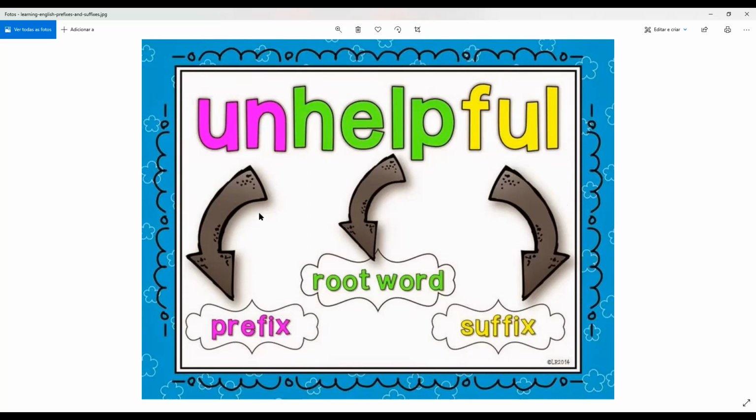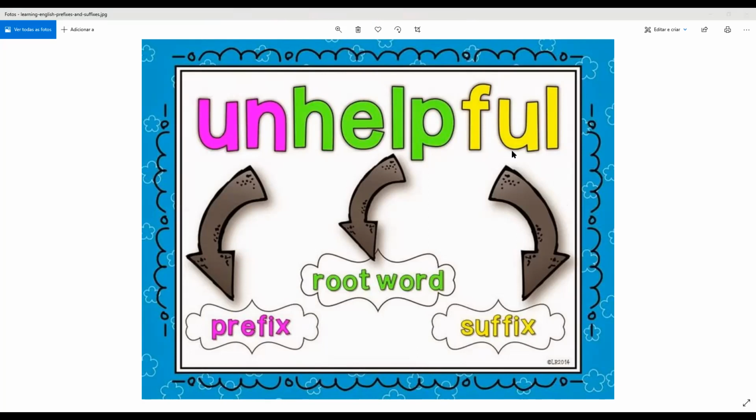So when the group of letters comes before the root word, we call it a prefix. When it comes after the root word, it becomes a suffix. And it changes completely the meaning of the root word. Okay, here we have the word unhelpful. What does that mean, guys? Do you know?